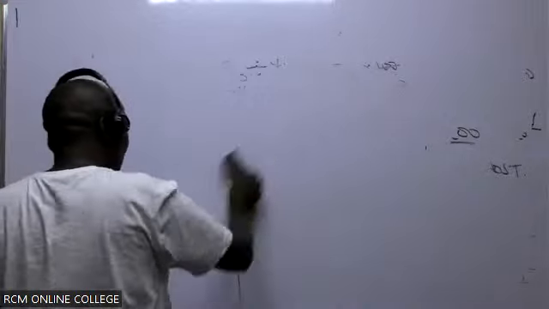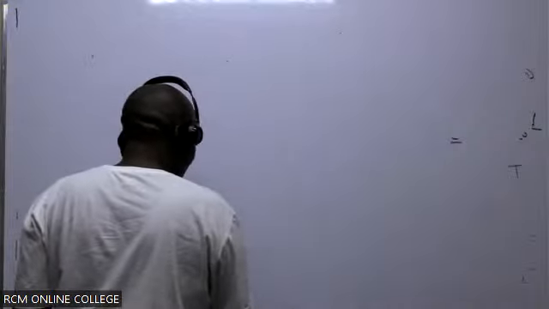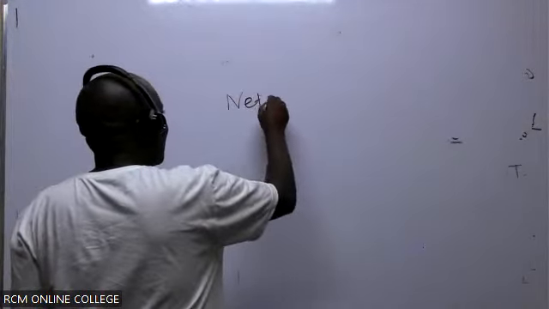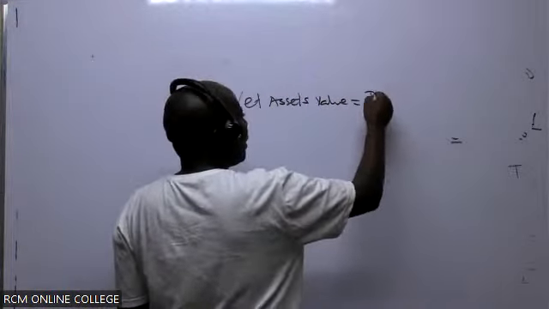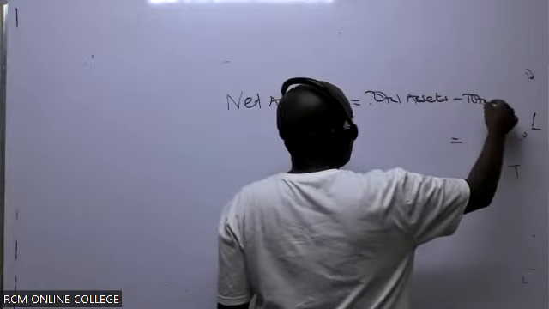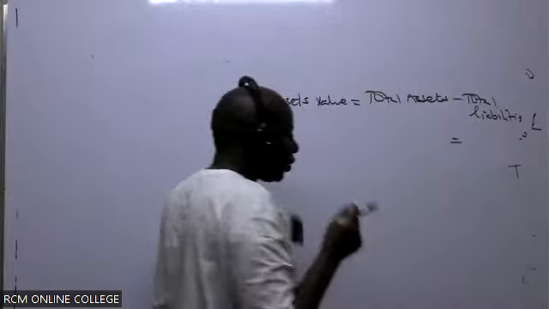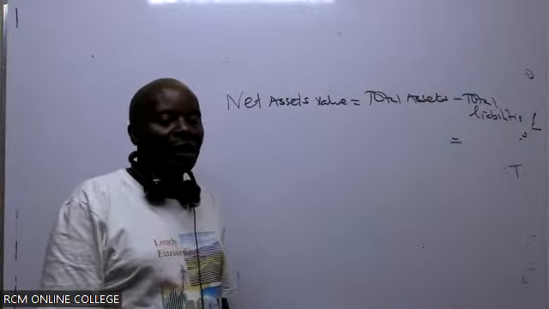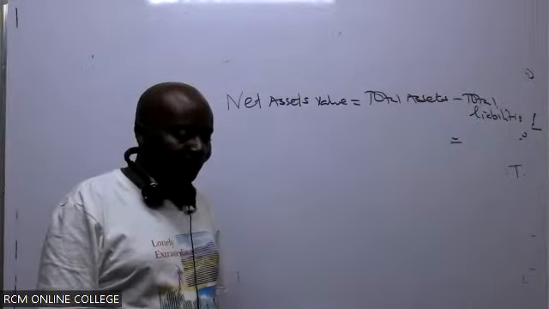When we talk of net asset value, NAV, you are supposed to know that the net assets value of a company equals total assets minus total liabilities. I'll show you two methods here. Net assets basically are the equity of the company: total assets minus total liabilities.